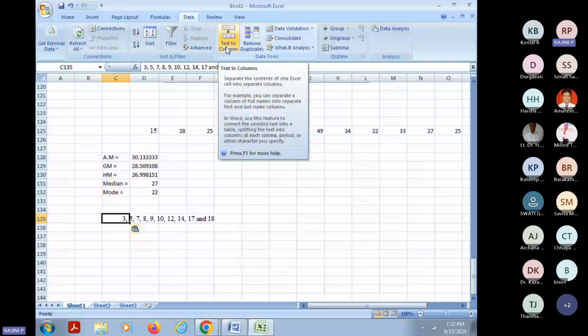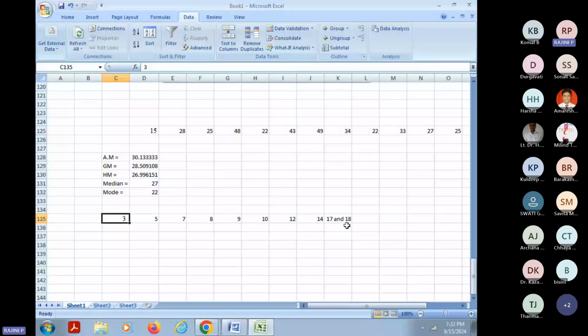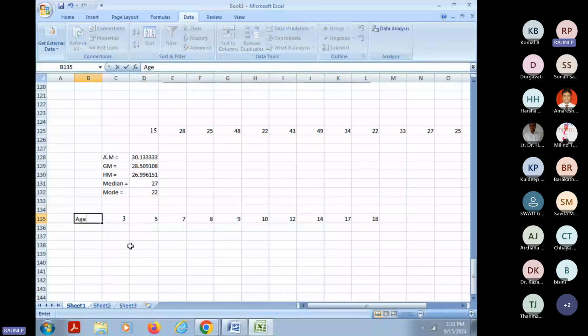Very nice. So then here, click on delimiter, next, finish. Yes, you'll be getting it. And here it is taking some extra values that we don't want, and this 18 also is not required. You need to do little modifications. So this is the data they gave, and this is the age of the students.